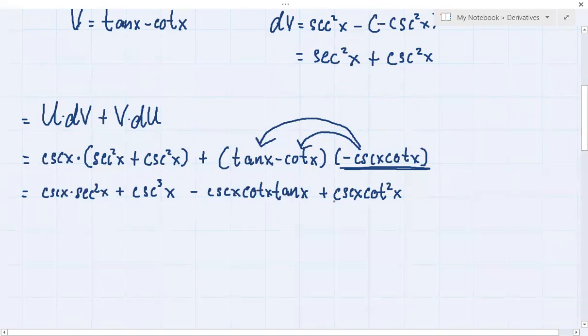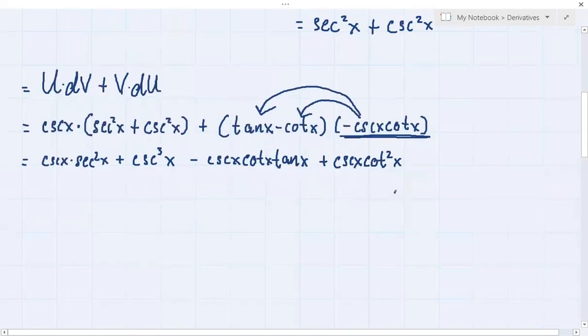what happens is this will be 1. Why? Let's prove it. Cotangent x times tangent x is equal to 1. Cotangent x, if you remember, is cosine x all over sine x. Tangent x is the same, I was wrong. Tangent x is sine x all over cosine x.